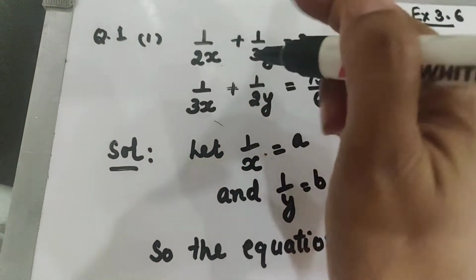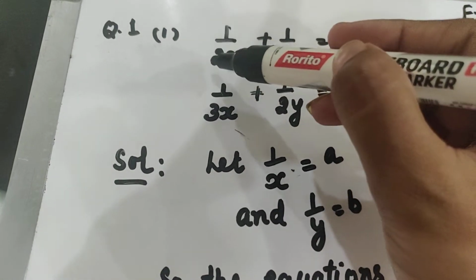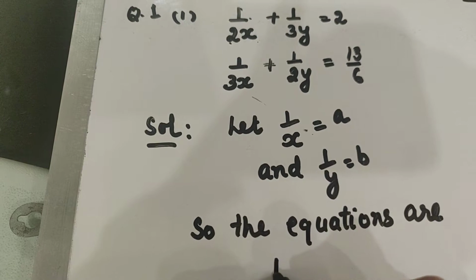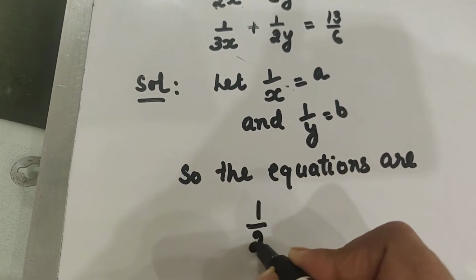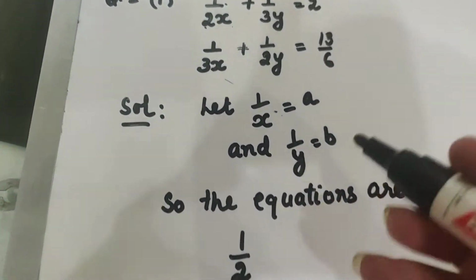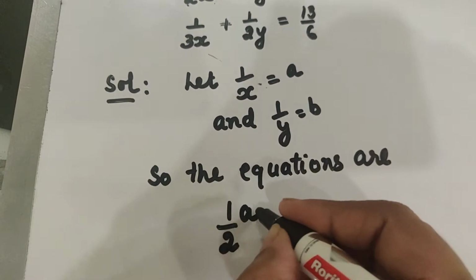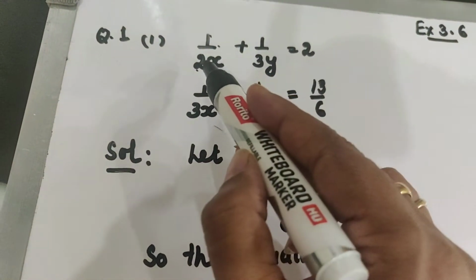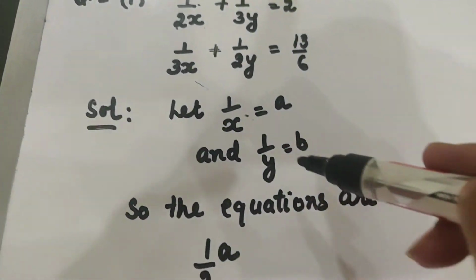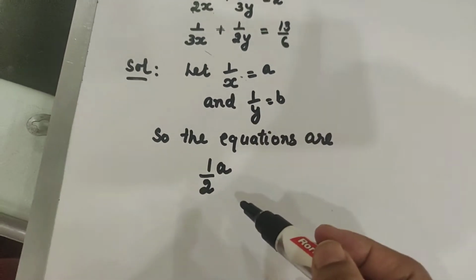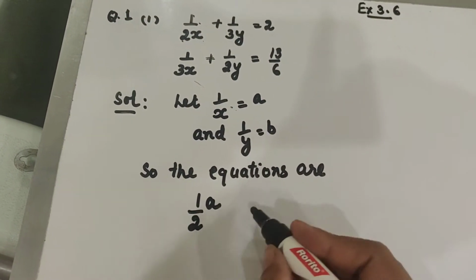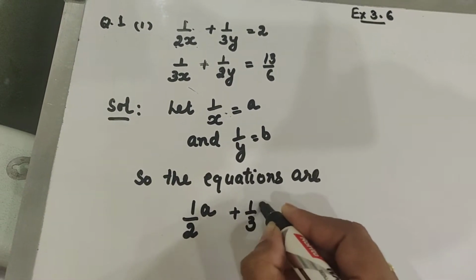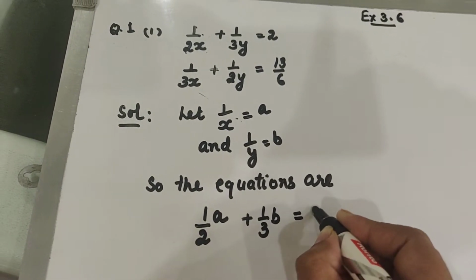First of all we'll write this. Now it is 1 upon 2, 1 upon x. So this will become 1 upon 2, and 1 upon x will be written as a. So this will become 1 upon 2a. 2 will not go in the numerator because 2 is in the denominator. We have only taken 1 upon x as a. Okay, so this will become 1 upon 2a plus 1 upon 3b is equal to 2.